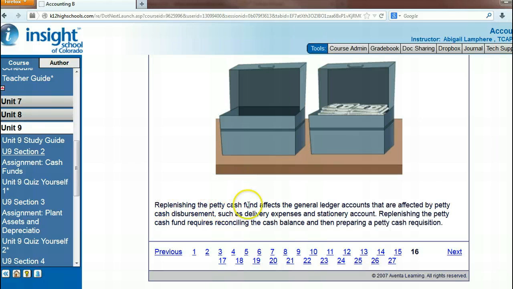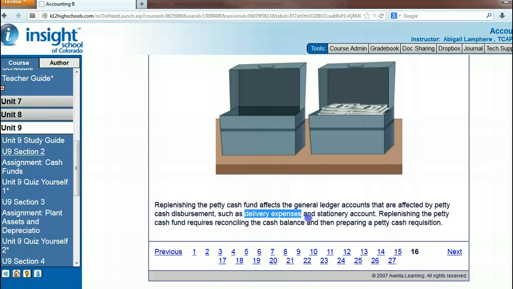Replenishing the petty cash fund affects the general ledger accounts that are affected by petty cash disbursement. So our supplies that we purchased, maybe we spent some on computer equipment and we have an account for that. So whatever accounts show up on our petty cash vouchers that we used the money for, those are the general ledger accounts it would affect.